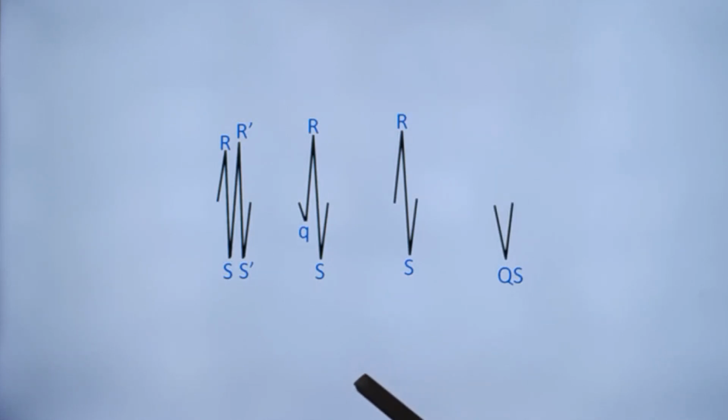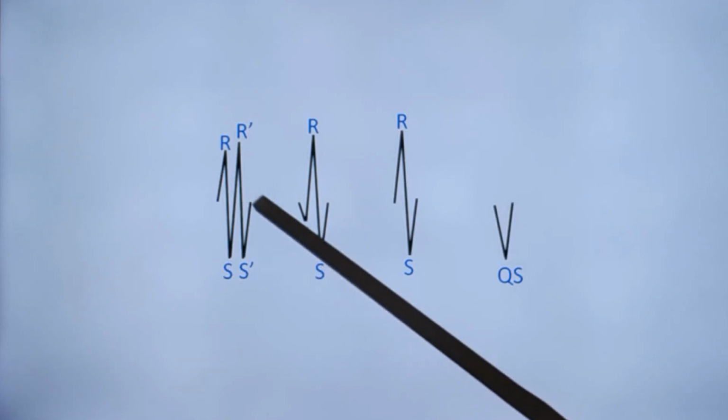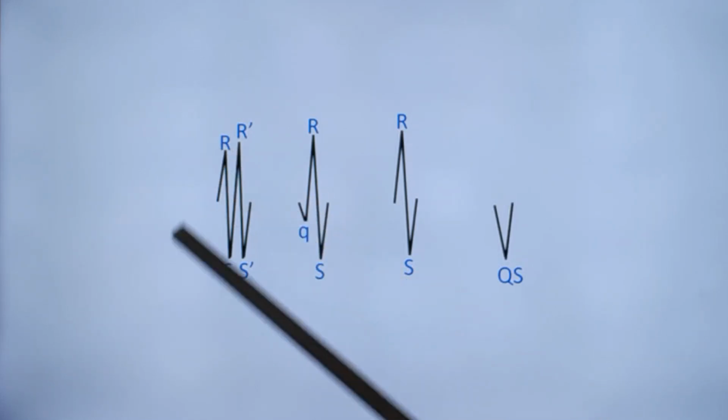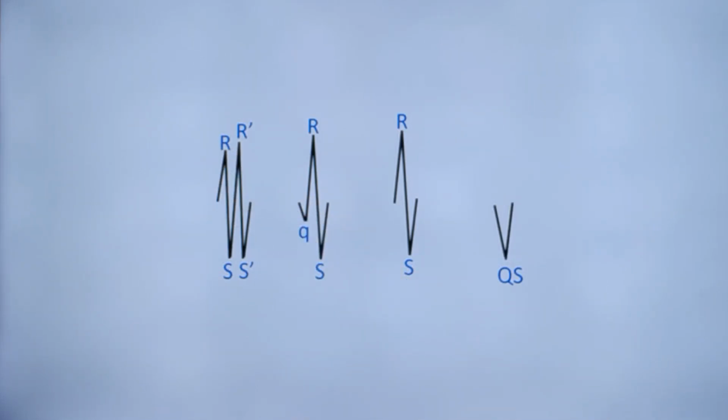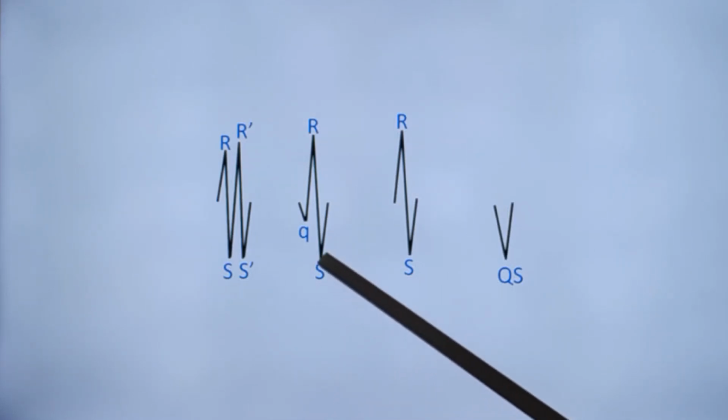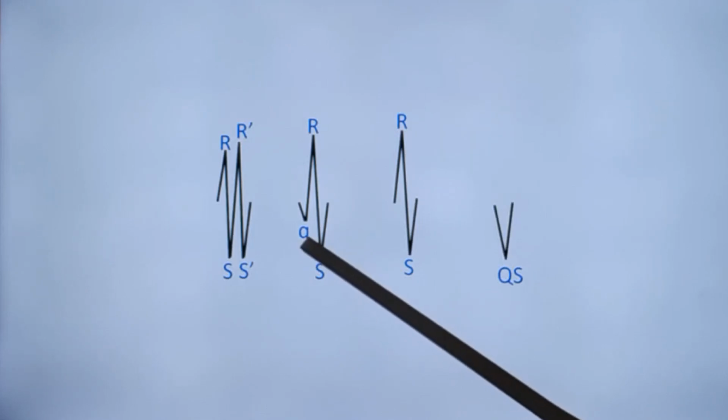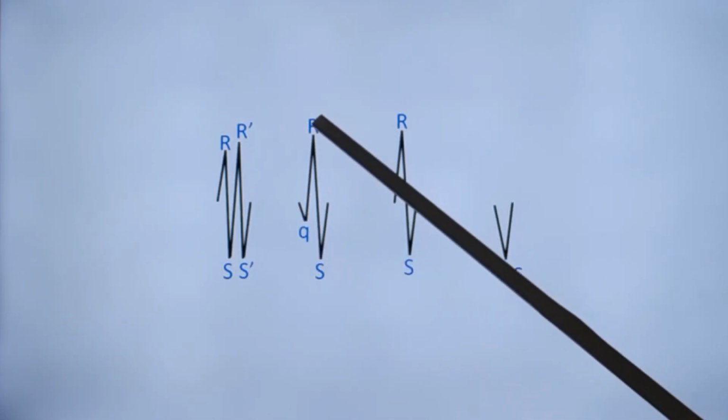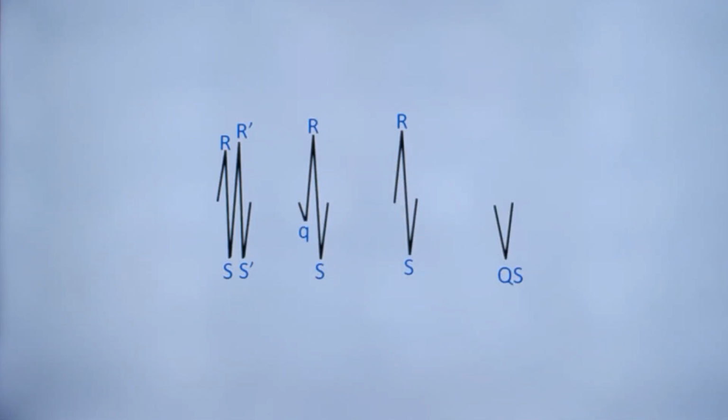Then there is another convention. If the amplitude of the wave is more than 5 millimeter, it is designated with capital letter. If it is small amplitude, less than 5 millimeter, it may be designated with small letter, that is small q, or small s complex. Most of the usual QRS complexes will have small q and small s. But it varies with leads and from person to person and with different conditions.